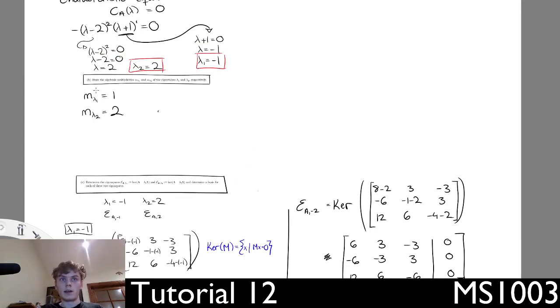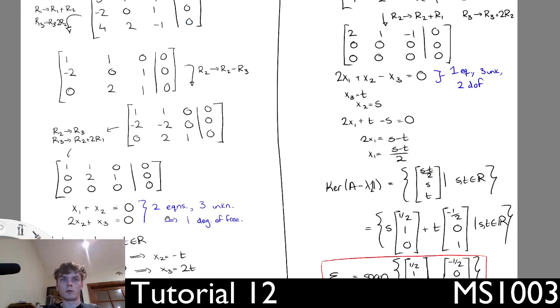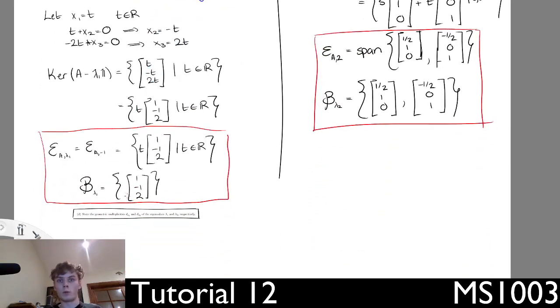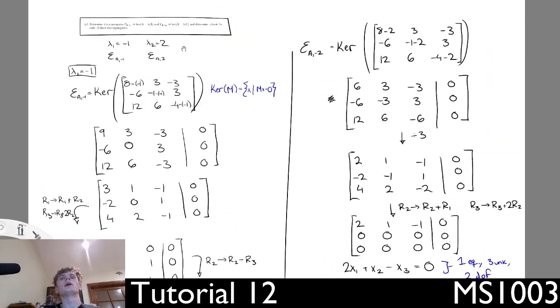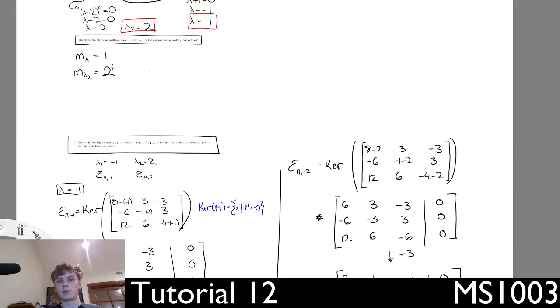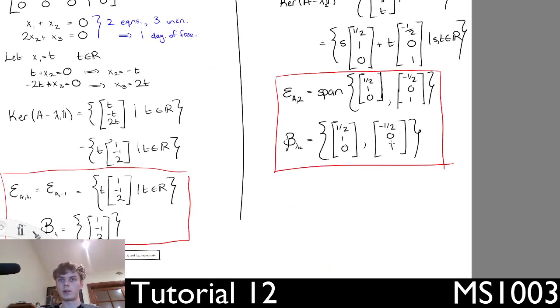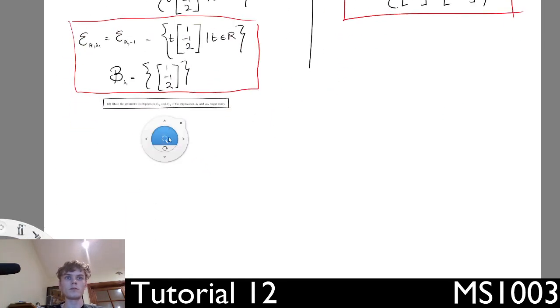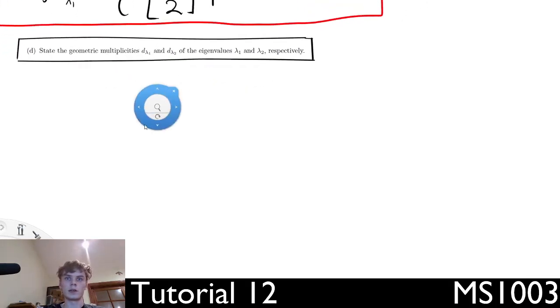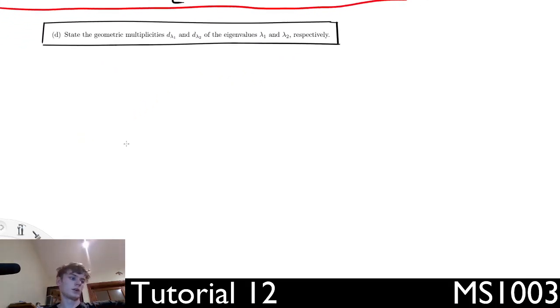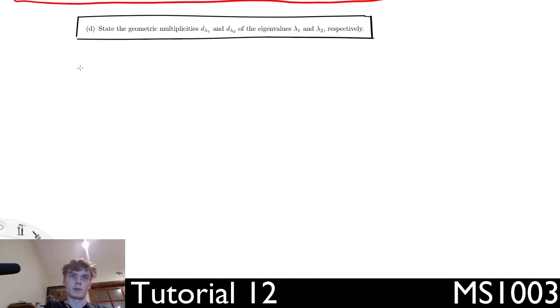The eigenvalue that had an algebraic multiplicity of 1 has only one basis vector, while the eigenvalue with an algebraic multiplicity of 2 got 2 eigenvectors, or 2 vectors in its eigenbasis. So that leads right to the next question, which is to find the geometric multiplicity of these.